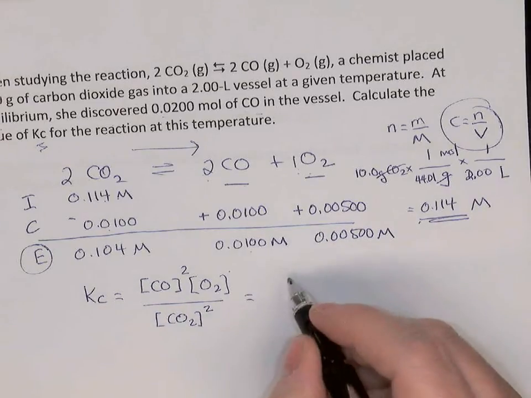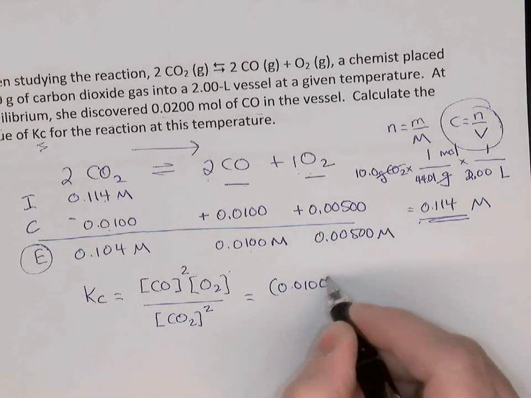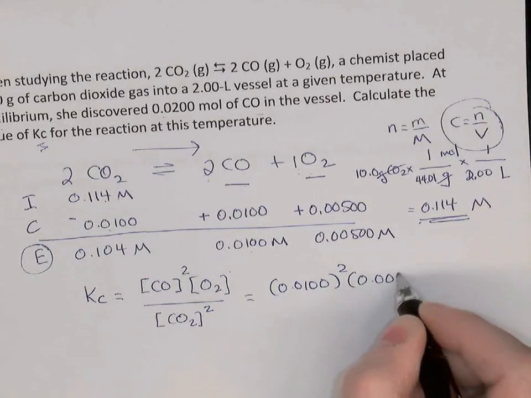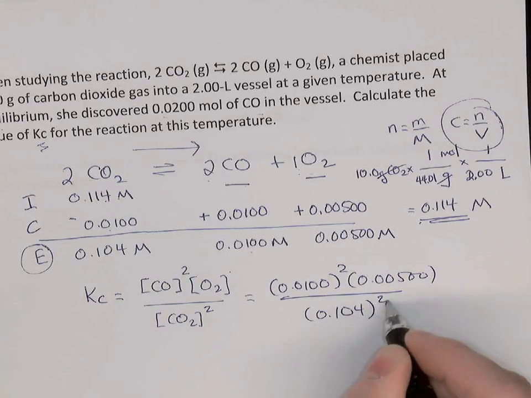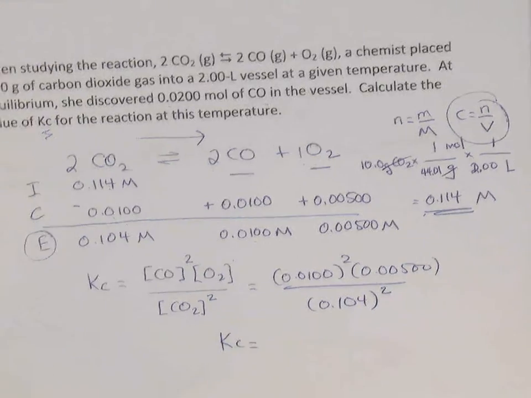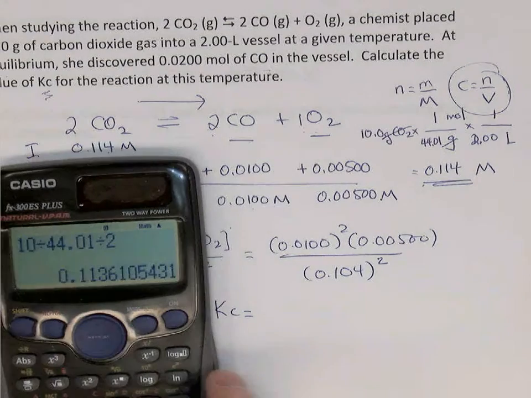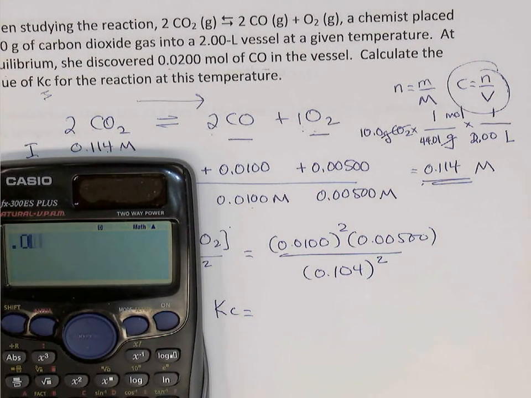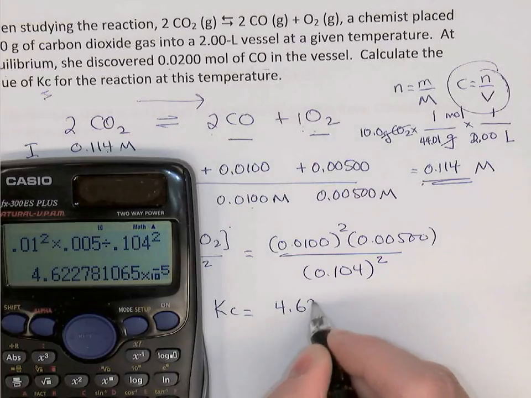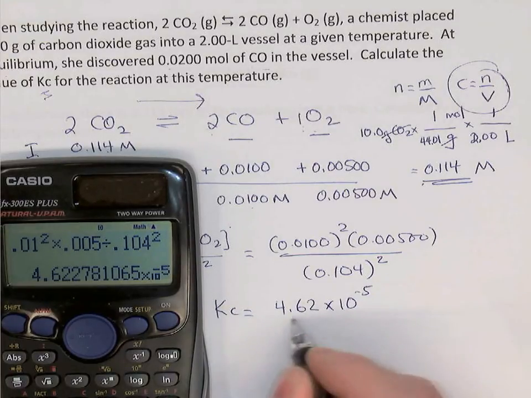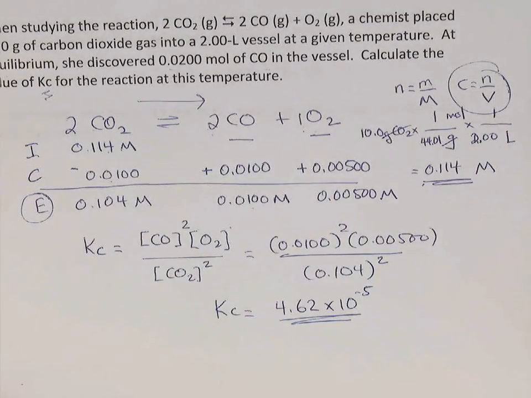And now plugging our numbers in, we get 0.0100 squared, 0.005, and 0.104 squared. So the Kc value, grabbing a calculator now, trying to pay some attention to sig figs, 0.01 squared times 0.005 divided by 0.104 squared. I guess we'll keep 3 significant digits, so we get 4.62 times 10 to the minus 5 is the value of Kc for this reaction.